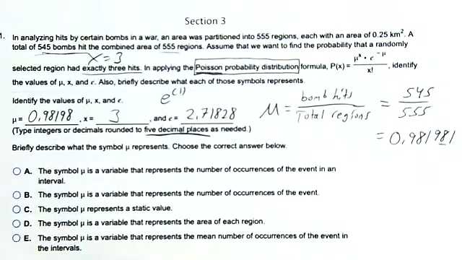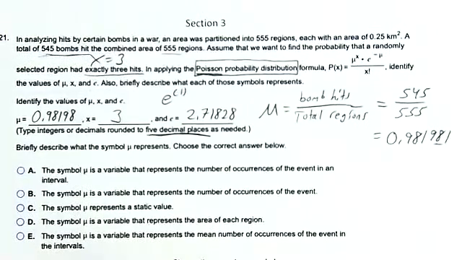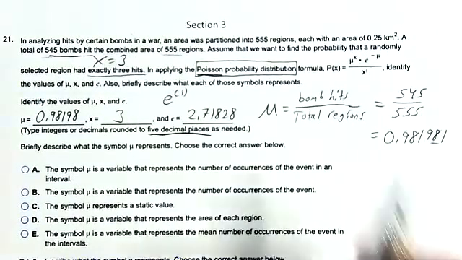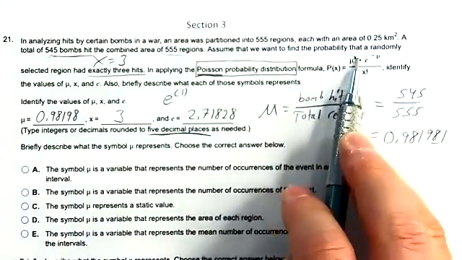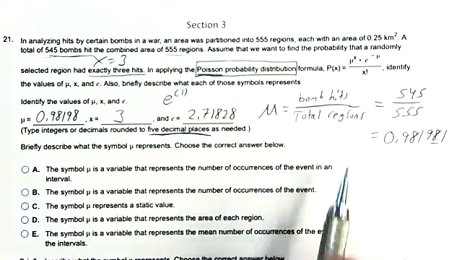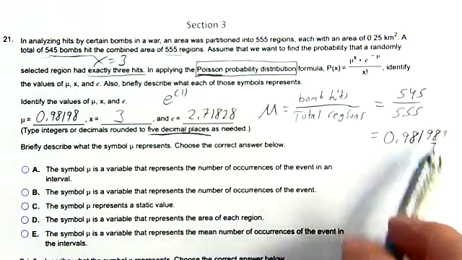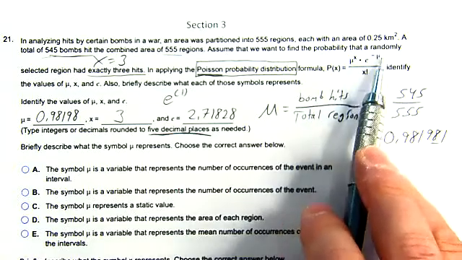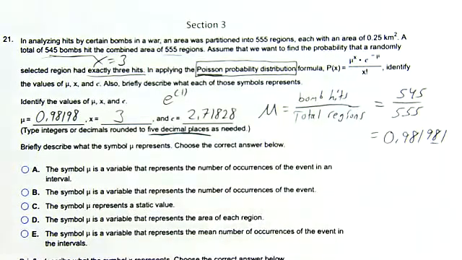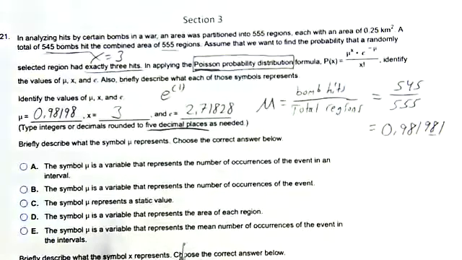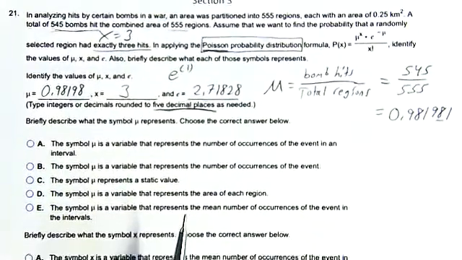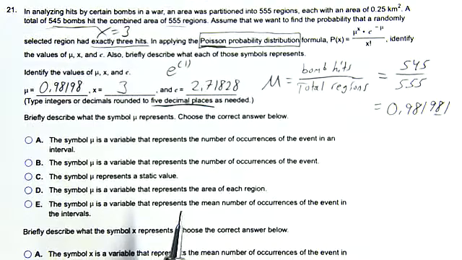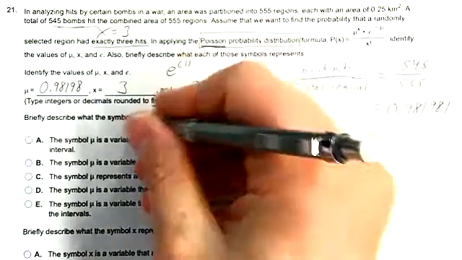Okay, now this one doesn't ask us to calculate the probability, but you could. So for the probability of X equals 3, you would just plug in 3 for any X's, and you'd plug in 0.98198 for your mu, and that's all you need is those two numbers, and then you can crunch it out and get the probability. But they don't ask us to do it, so let's just see what questions they ask. So they ask, what does mu represent?